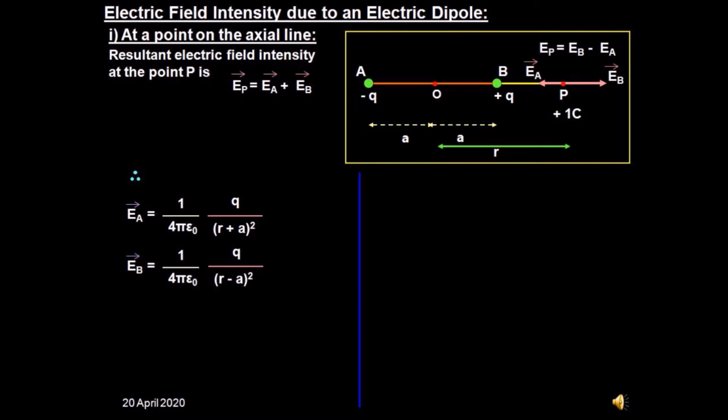Let us first consider only the charge present at A, which is minus q. We have to find the first electric field due to this charge at point P. We will call it EA. Our target is to find the direction and magnitude of EA. To find the direction first, we always assume a unit positive charge at point P. Wherever it will go, that is the direction of the electric field.